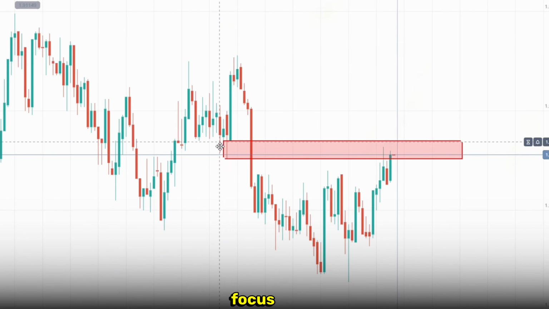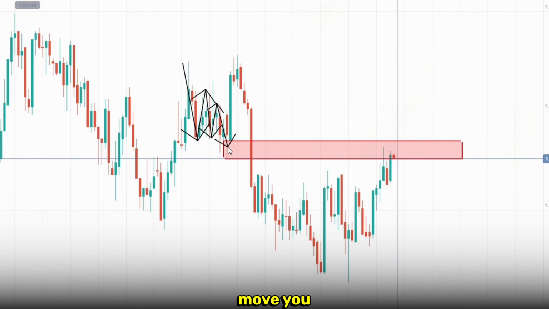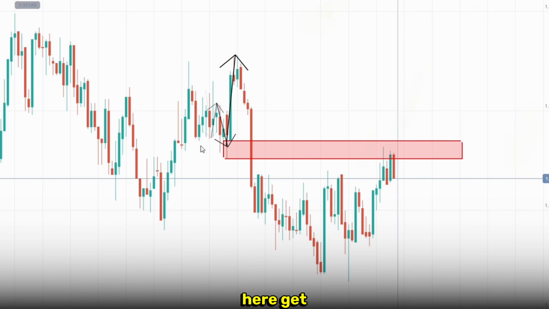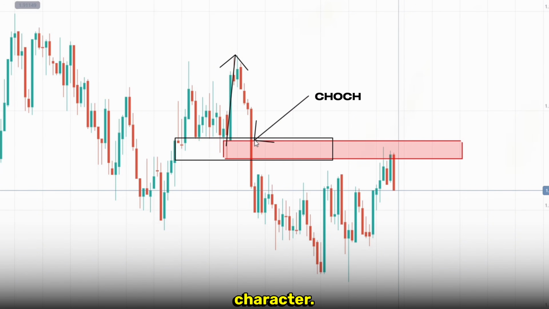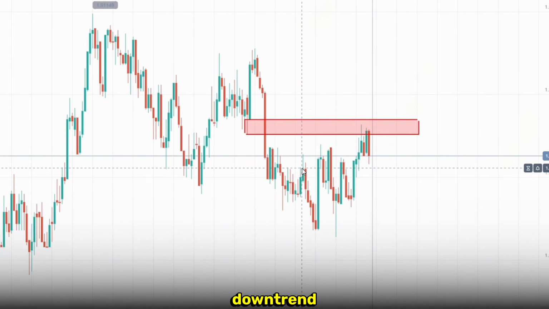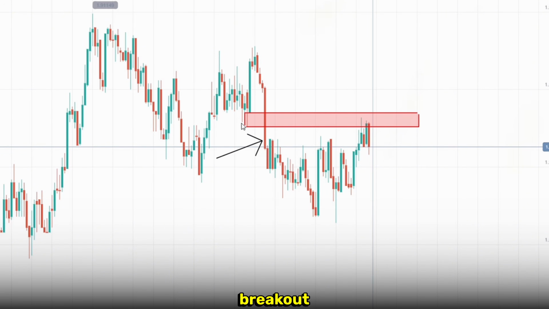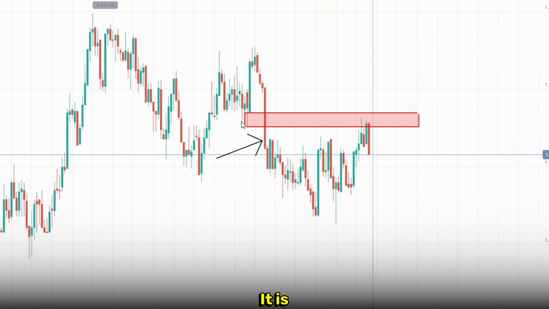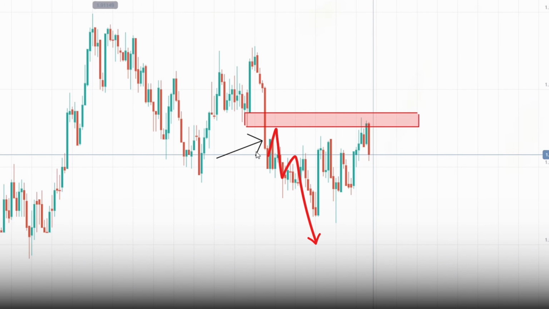If you focus on this particular move, you will see that price here got consolidated, and this particular candle gave a breakout. Now this candle gave a breakout. This is a change of character. Because the trend is a downtrend and this is a strong selling candle giving a breakout from this consolidated zone, it is showing that the price will now fall, and that's why the retail traders will sell here.